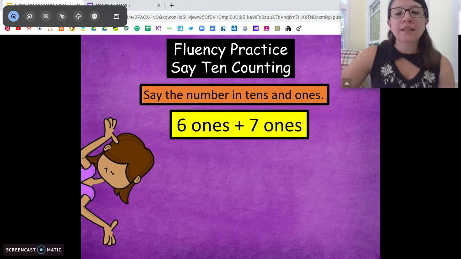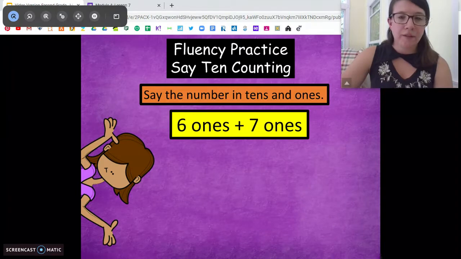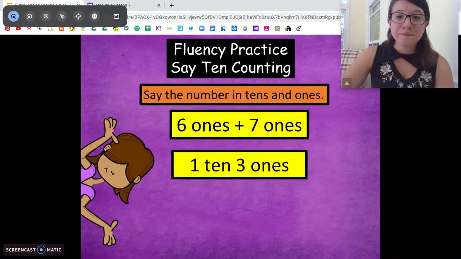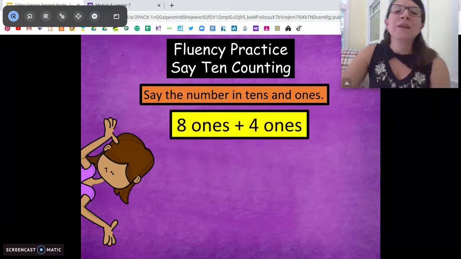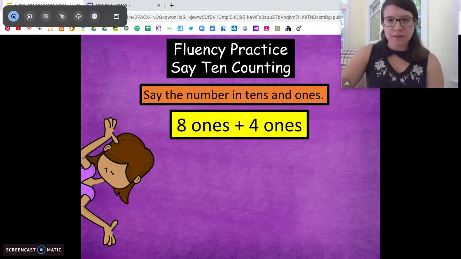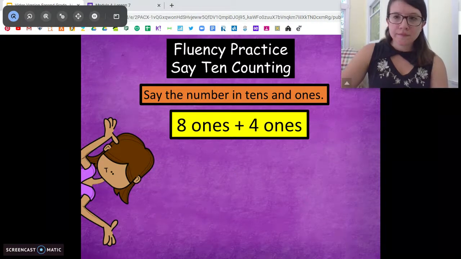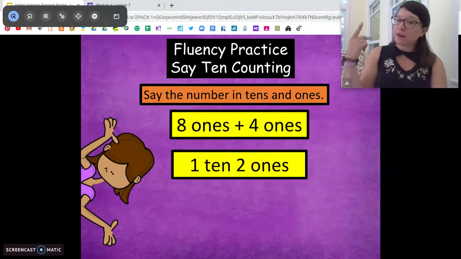Try 6 ones plus 7 ones. Add those together. Say it the say 10 way. We get to 13 ones or 1 ten, 3 ones. Awesome job. Try 8 ones plus 4 ones. Yeah, awesome. We get to 12 ones or 1 ten, 2 ones.